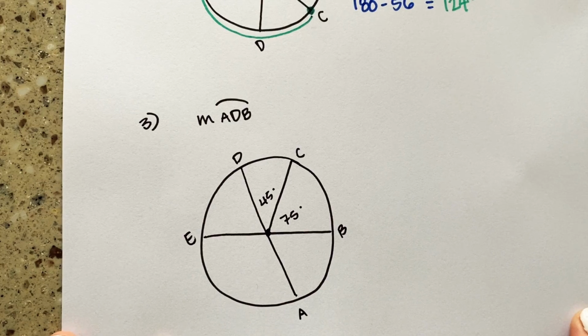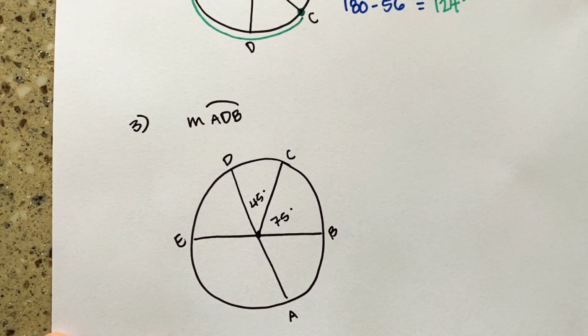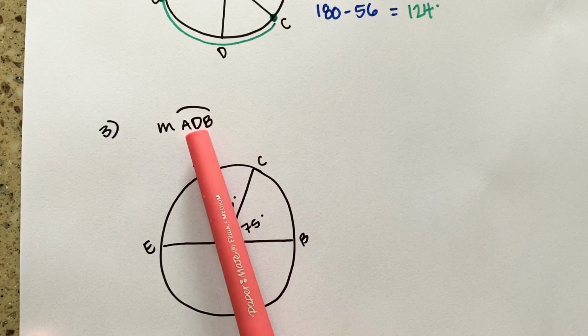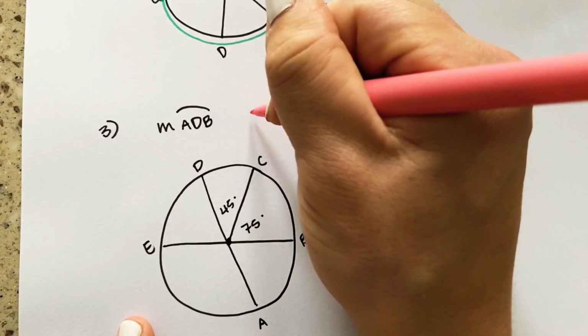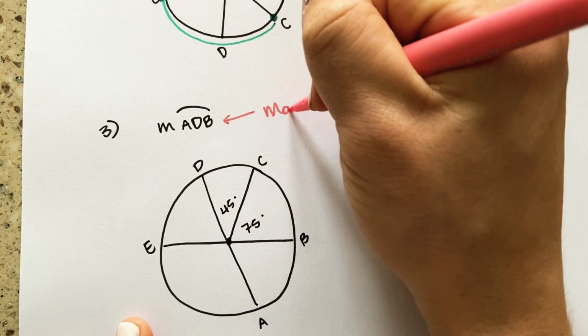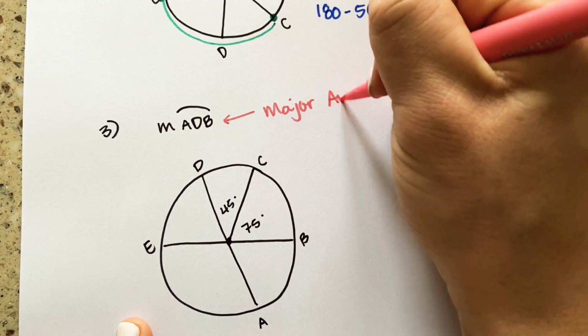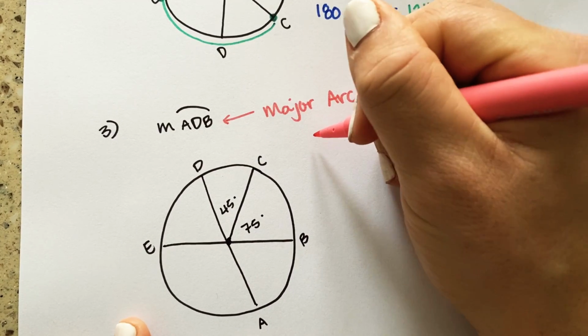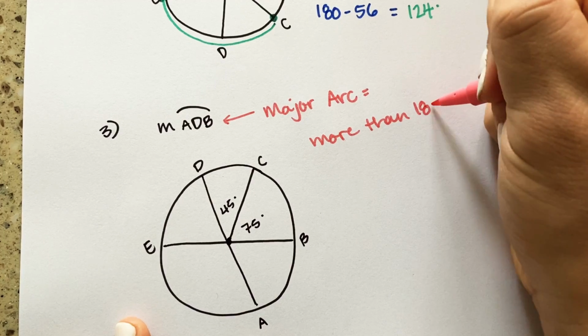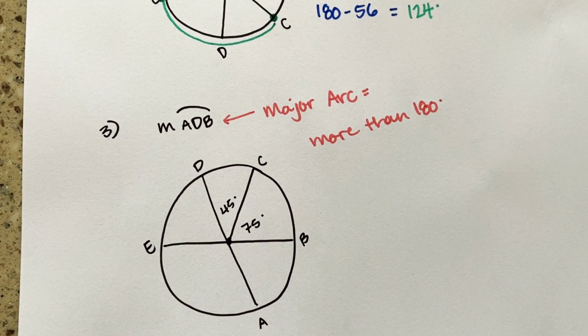Okay, so number 3, I'm going to ask you guys as if we were in class, are we looking for a major or minor arc here? Okay, we're looking for a major arc, because of the 3 letters, A, D, B. This is a major arc. That means it's going to be more than 180 degrees. Okay, that's going to help us.